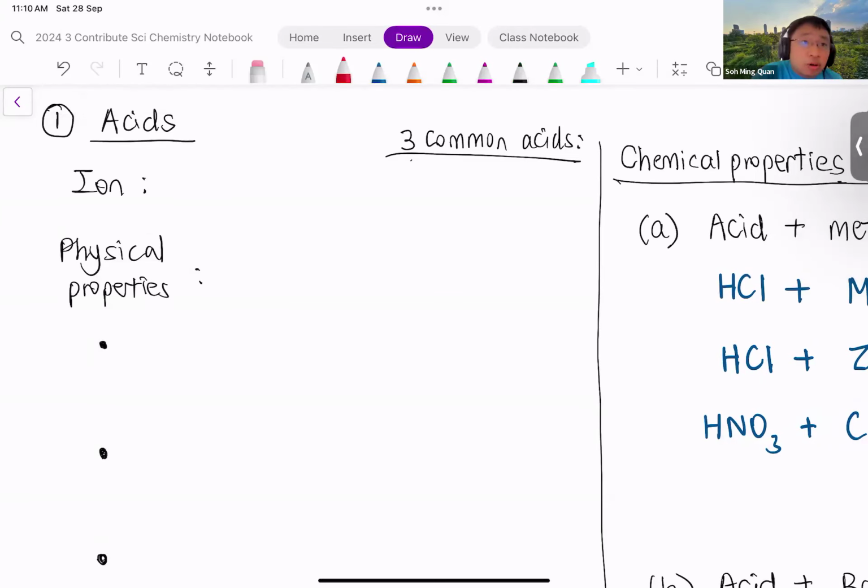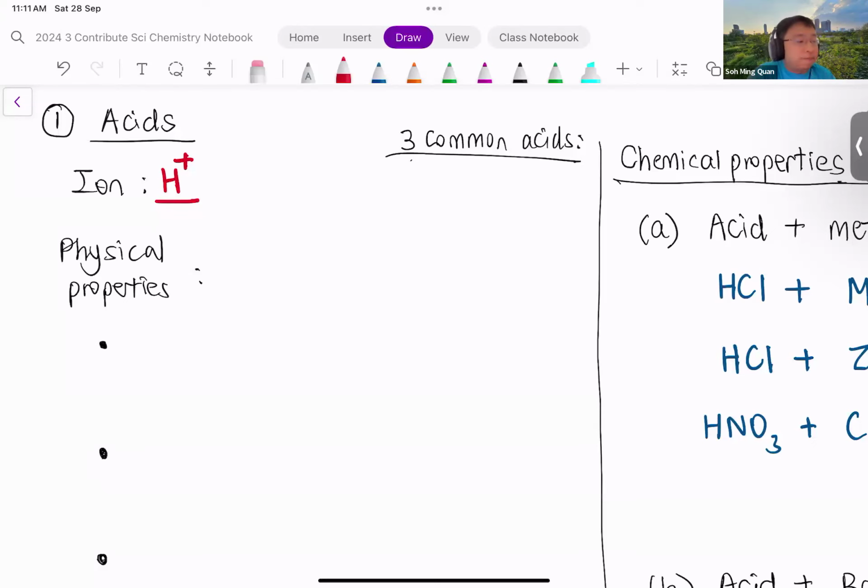Number one, you need to know that all acids, they produce H plus ions. Okay, so all acids share this common characteristic. They produce H plus ions. So the H plus ion is the ion responsible for acidic properties. Okay, now they produce these H plus ions when they are dissolved in water. So it is very important for acids to have the state symbol aqueous. Aqueous means it's soluble in water.